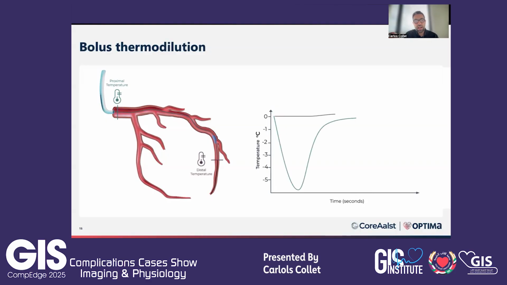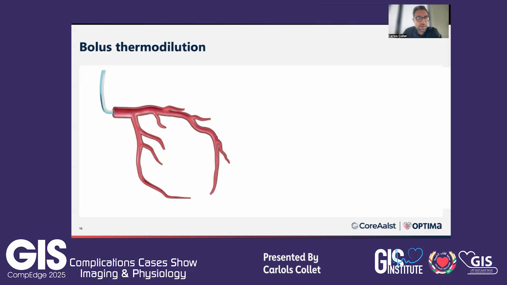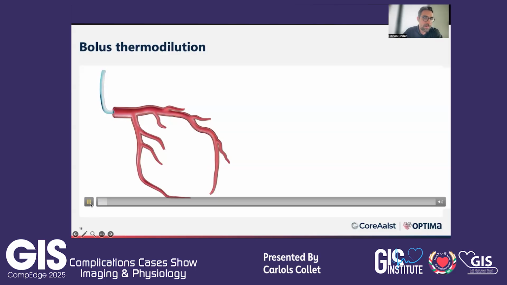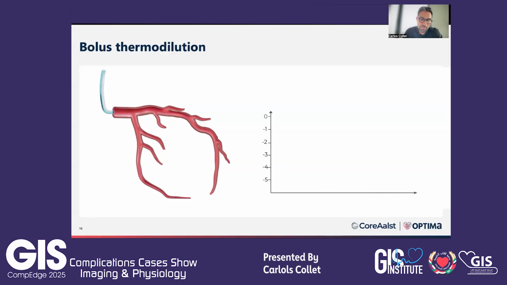The pressure wire also has two places where the temperature is being recorded. So two thermistors, one in the proximal part of the wire and another one in the transition of the radiopaque part of the wire. And then the technique requires that we place the wire in the distal part of the coronary. I'm going to play the video again. We place the wire in the distal part of the LAD, for example.